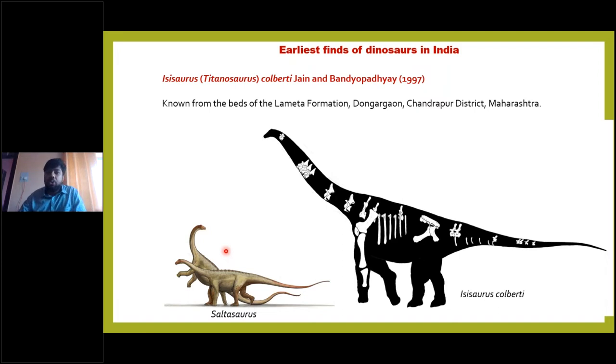Although, two valid titanosaur species are known from India. The first is Isisaurus colberti. Initially, it was named as Titanosaurus colberti. It was described by the team of the Indian Statistical Institute. This is known from a very rich amount of skeletal material, as you can see in this diagram. These were very closely related to Saltasaurus. Saltasaurus were also titanosaurs. They had osteoderms. Their size was average.